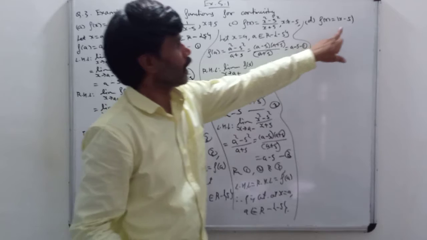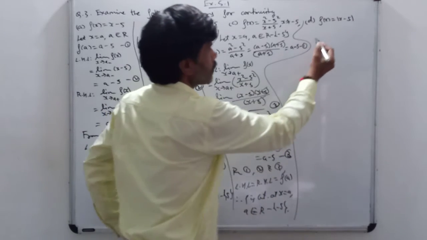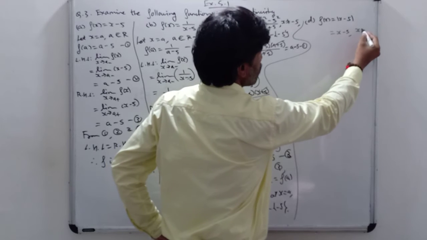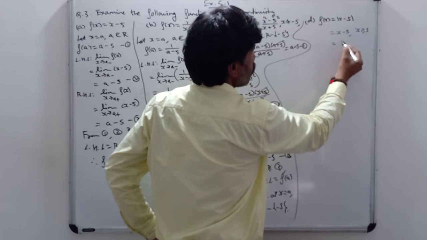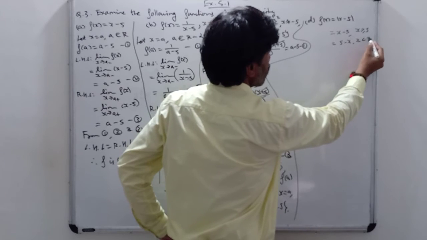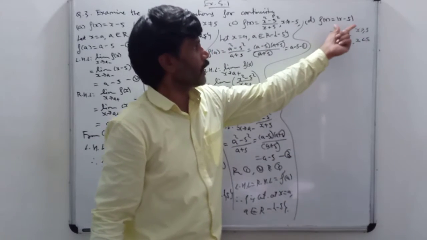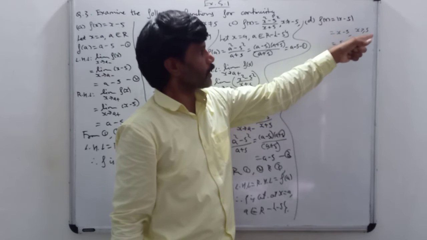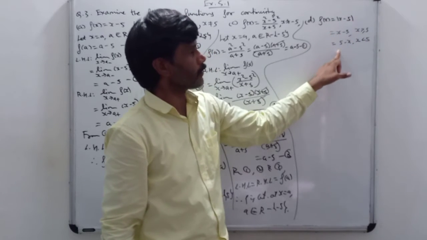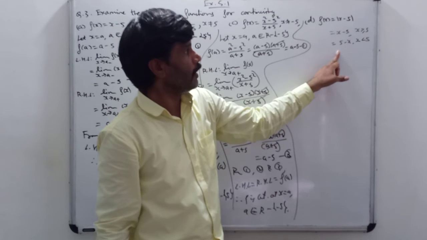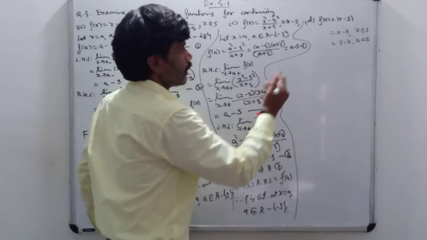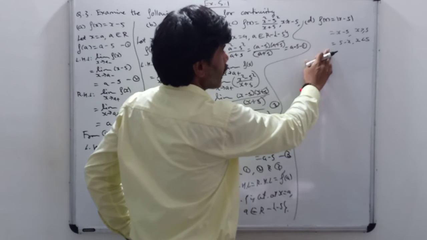First of all we have to remove the modulus. So for removing the modulus, this I can write as x minus 5 when x is greater than or equal to 5, and is equal to 5 minus x when x is less than 5. See, when x is greater than 5, this modulus will be plus of x minus 5. When x is less than 5, this modulus will become minus of x minus 5. So minus of x minus 5 will be minus x plus 5, so 5 minus x. Okay, so we have to divide it into cases.